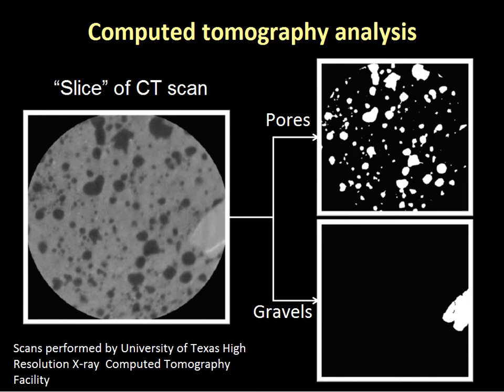So based on the CT scan, I could use image analysis software to separate out the lower density zones, which were the pores, and then also separate out the higher density zones, which were the gravel.